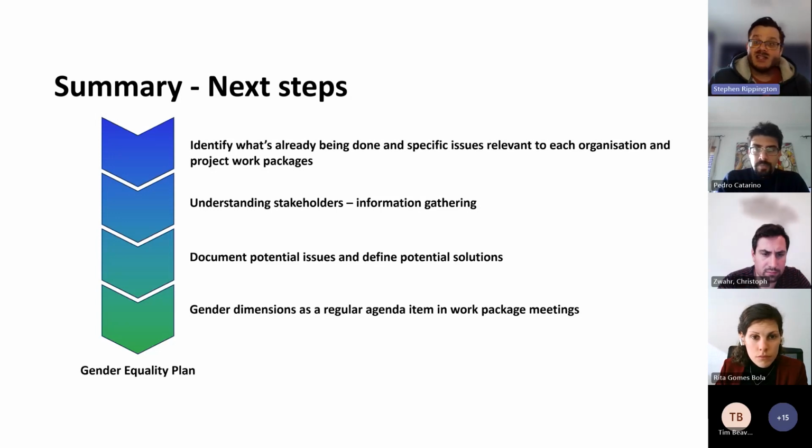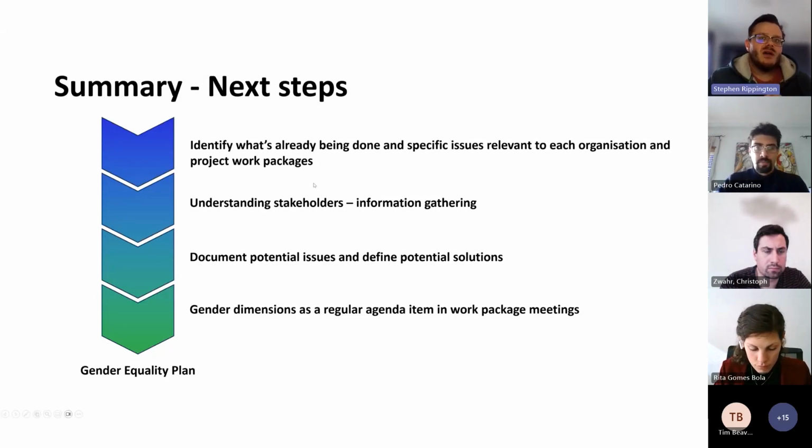Then we need to document the potential issues and define the potential solutions. We can't do that until we understand what they are. And then one of the ways that perhaps we can keep this at the top of the agenda and keep the conversation going is to just have an agenda item, maybe in work package meetings, where gender dimensions are considered. If something occurs to someone, we could just bring it up at that work package meeting and feed that back in to our list of issues and potentially solutions as well for our gender equality plan.